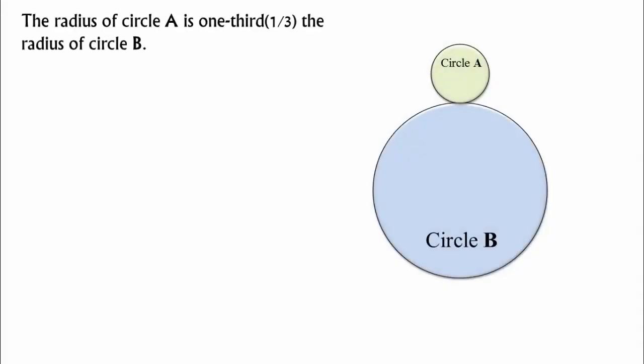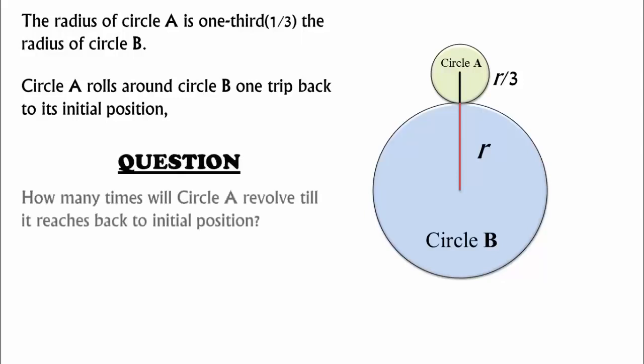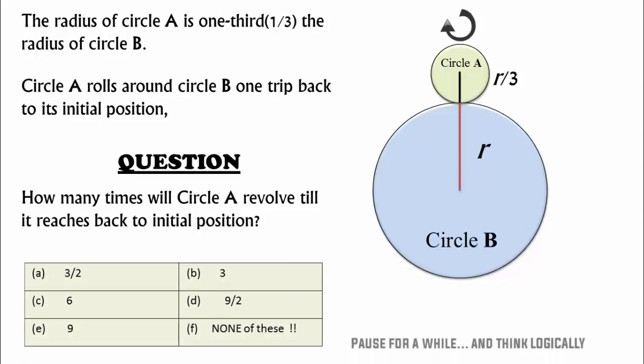The radius of circle A is 1/3 the radius of circle B. Circle A rolls around circle B one trip back to its initial position. How many times will circle A revolve till it reaches back to the initial position? These are your options. Pause for a while and think logically.